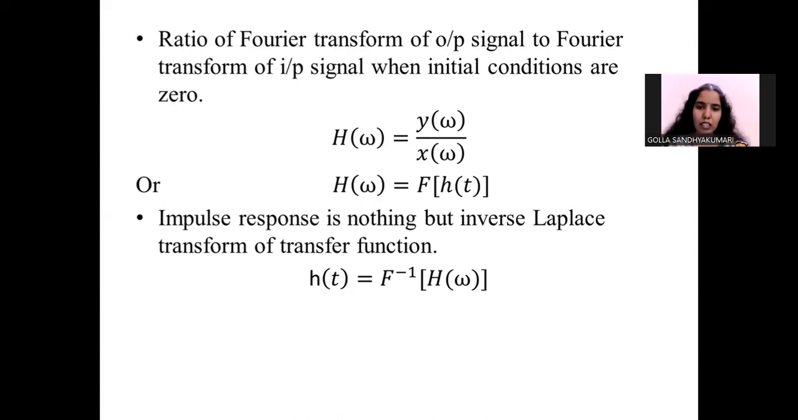In a similar way, the transfer function in Fourier transform can be defined as H(omega) = Y(omega)/X(omega), where Y(omega) is the Fourier transform of the output signal and X(omega) is the Fourier transform of the input signal. H(omega) equals the Fourier transform of the impulse response in time domain. And if you want the impulse response in time domain, we can apply inverse Fourier transform to the impulse response in frequency domain. That is h(t) = F inverse of H(omega).